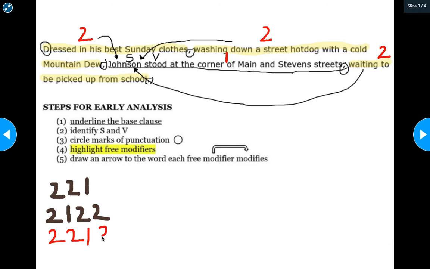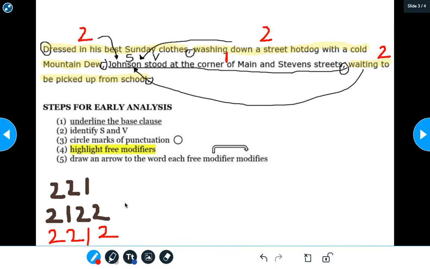I'm not saying you can't have the same sentence pattern. It just so happens that for these 3 sentences, the first one was a 2, 2, 1, the second one was a 2, 1, 2, 2. And this one right here, the one about Johnson eating a hot dog and a Mountain Dew, that sentence pattern, after we leveled it, is a 2, 2, 1, 2. That's how you level a sentence. That's how you find out its sentence pattern.